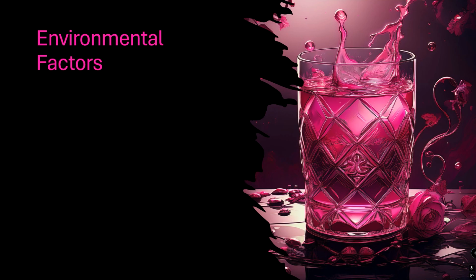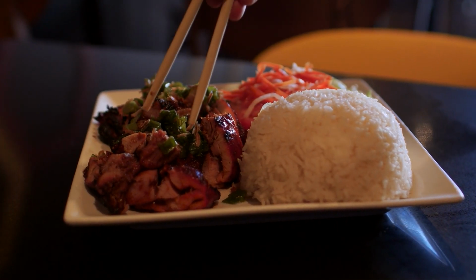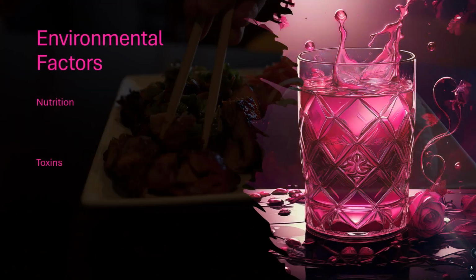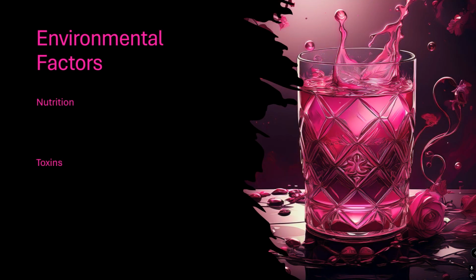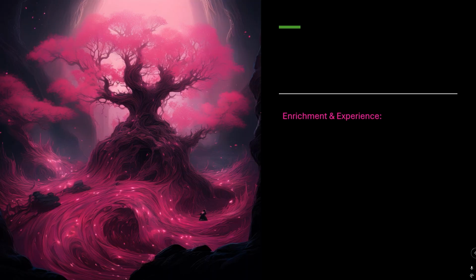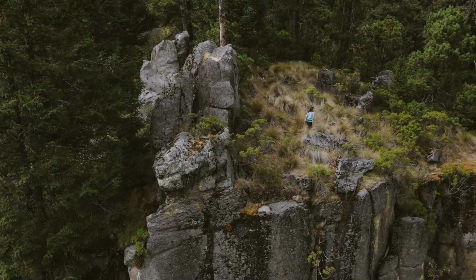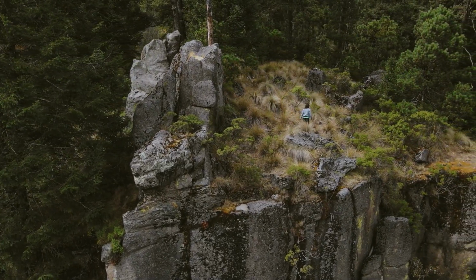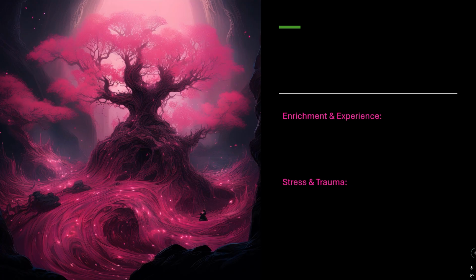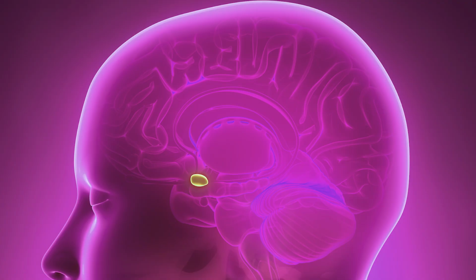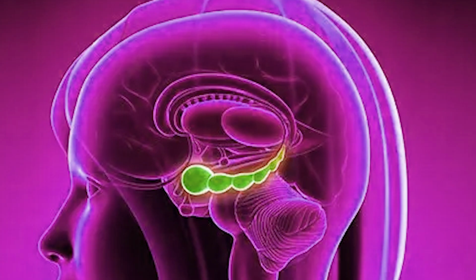Environmental factors. Nutrition. Malnutrition during pregnancy or early childhood can affect brain development. Toxins. Now, exposure to alcohol, drugs, or pollutants can harm the developing brain and can lead to things such as fetal alcohol syndrome. Enrichment and experience. As we mentioned earlier, stimulating environments promote synaptogenesis, while deprivation can lead to delays. Things such as stress and trauma. Early exposure to stress can affect brain areas like the amygdala and hippocampus, impacting emotional regulation in later life.